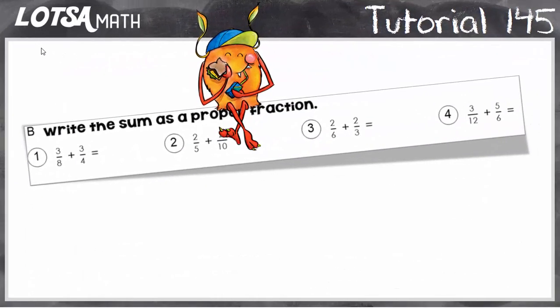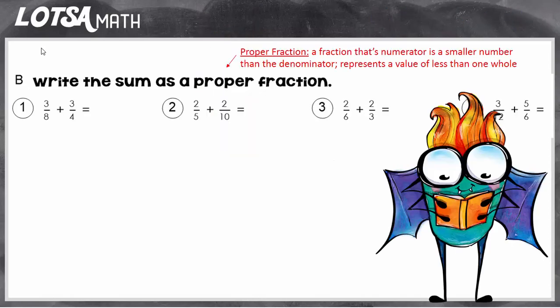For these problems, we're going to write the sum as a proper fraction. And remember, a proper fraction is where the numerator is smaller than the denominator. So let's do some examples.